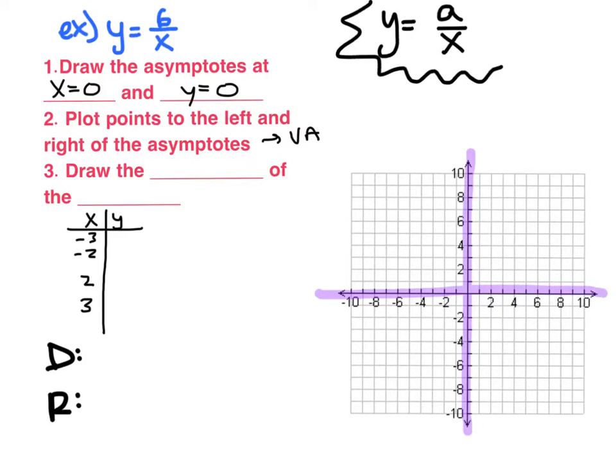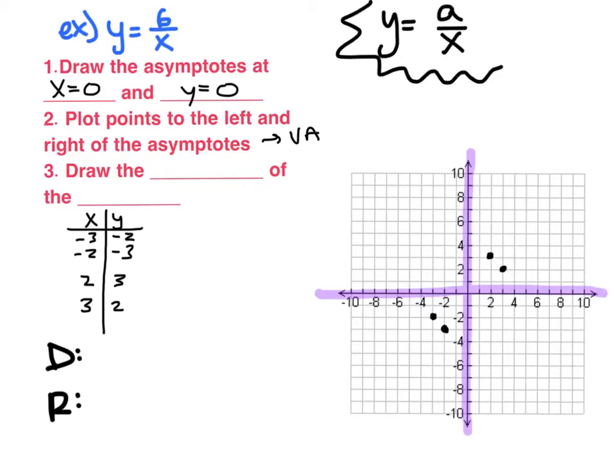Alright, so let's actually figure out what these points are. If x equals -3, what's 6 divided by -3? -2. What's 6 divided by -2? Okay, and then 6 divided by 2 is 3. 6 divided by 3 is 2. So now I'm going to plot all of those points on this graph.